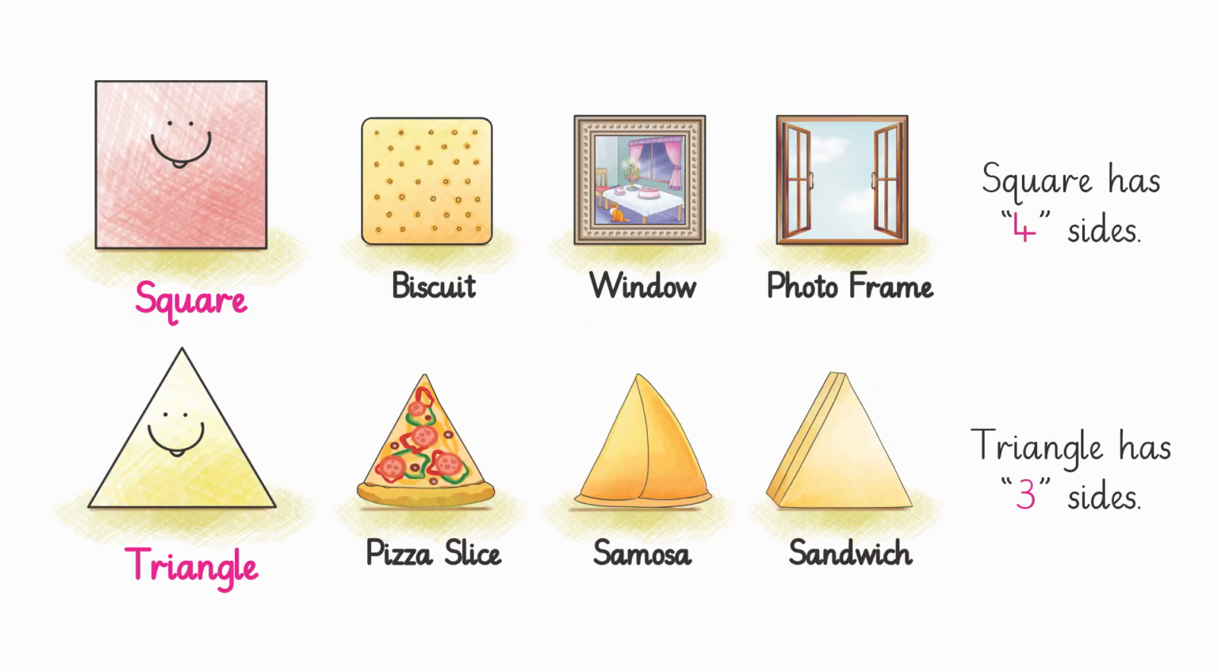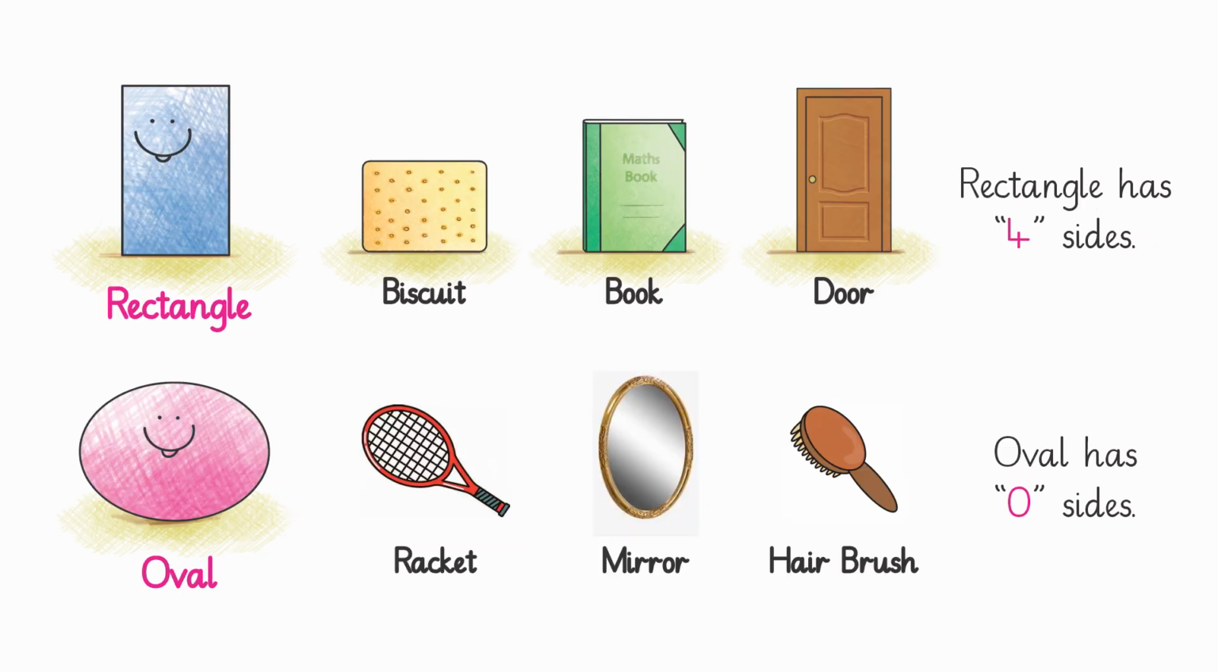A square biscuit having 4 sides is a square. Window, photo frame. Square has 4 sides. Triangle. Usually a pizza slice is a triangular shape. Samosa and sandwich. Triangle has 3 sides.